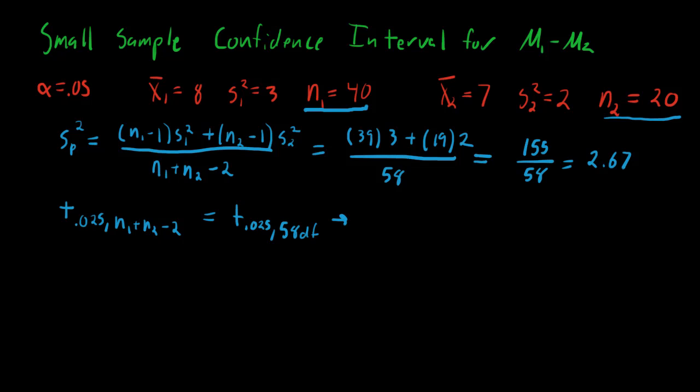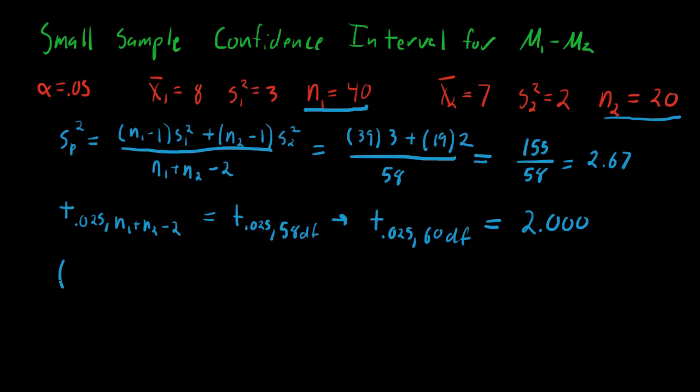And that's going to turn into, for us, since our table doesn't have 58, t of 0.025 with 60 degrees of freedom. We're just going to round up since 58 is pretty close to 60. And if we look that up in our t table, we actually get that value is equal to 2.000. Now we're just going to use these two different pieces of information that we have, our Sp squared value and our t of alpha over 2 value, to calculate our confidence interval.